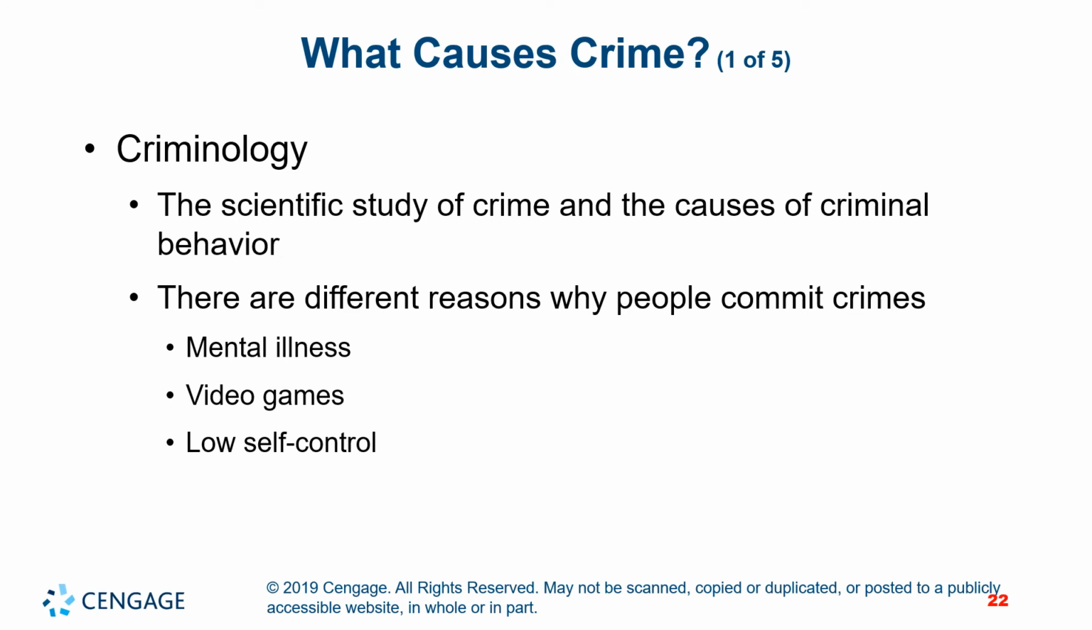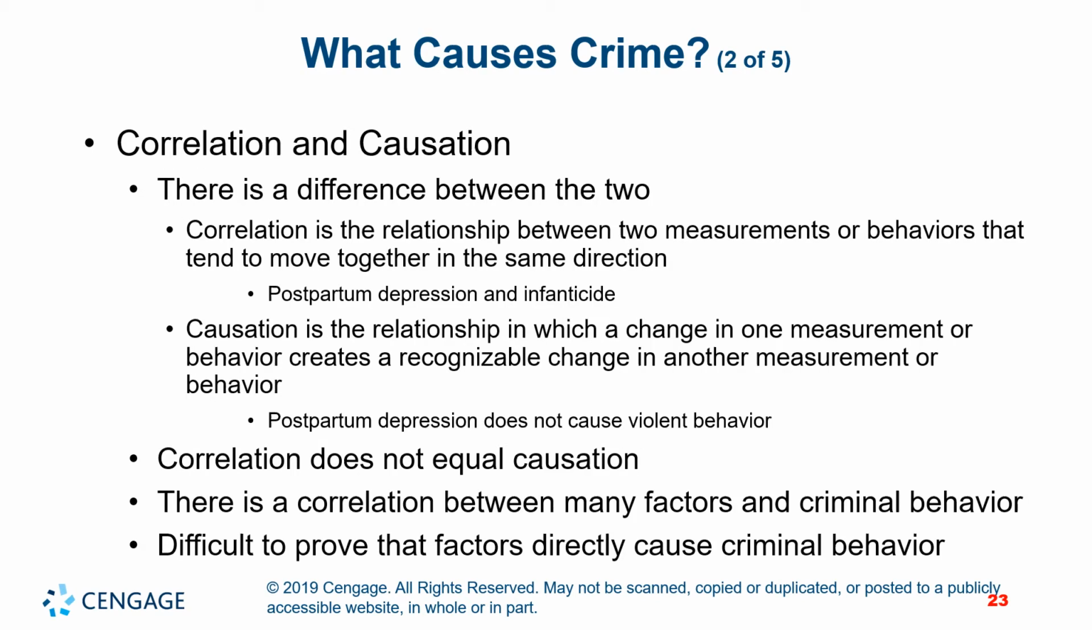Now let's talk about what causes crime. Criminology is the scientific study of crime and causes of criminal behavior. There are different reasons why people commit crime. Mental illness, video games, where they literally take video games and act them out in the real world, and low self-control. And these are not the only reasons. The study of crime or criminology is rich with different philosophies as to why people commit crime.